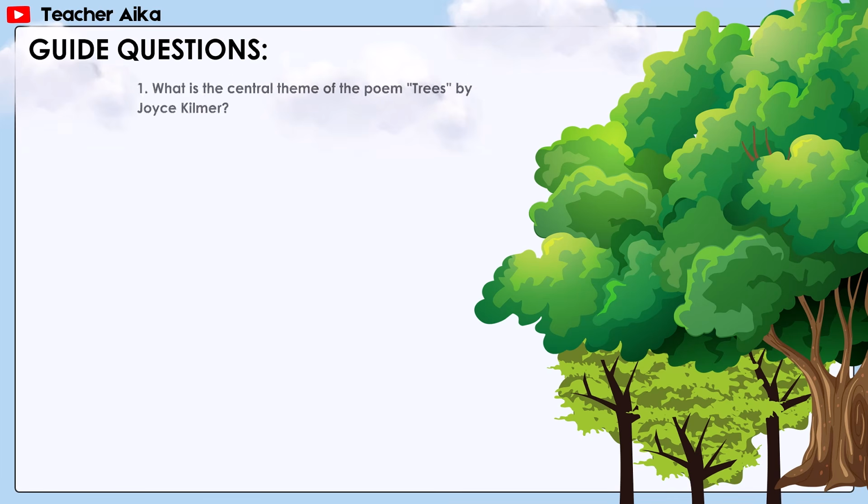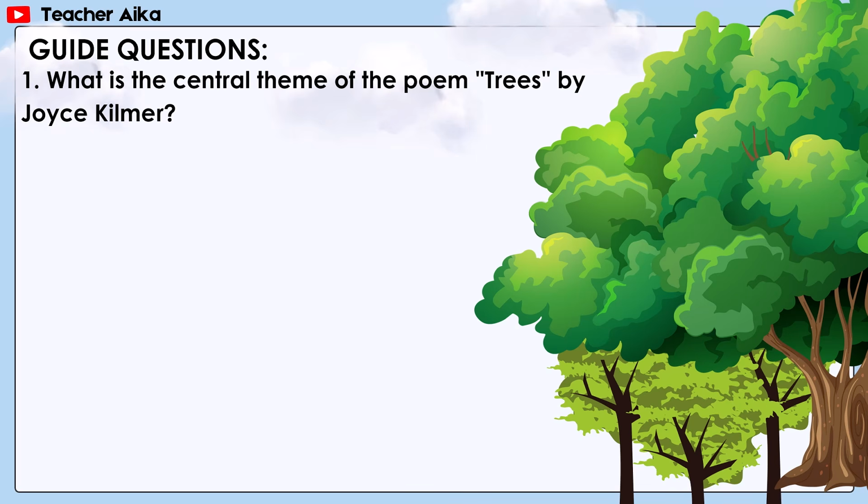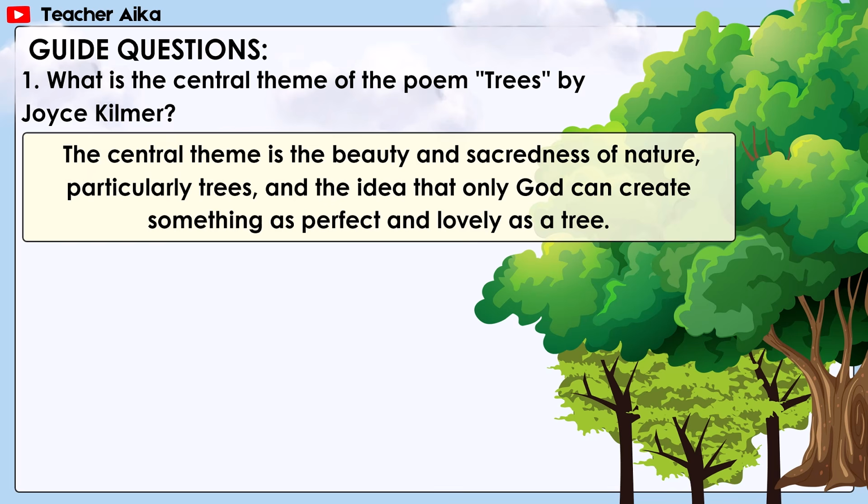Guide questions. 1. What is the central theme of the poem Trees by Joyce Kilmer? Answer: the central theme is the beauty and sacredness of nature, particularly trees, and the idea that only God can create something as perfect and lovely as a tree.